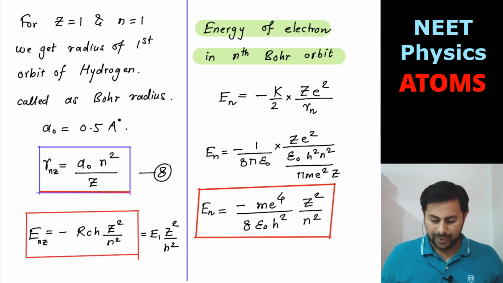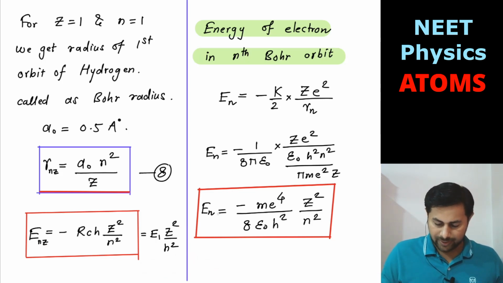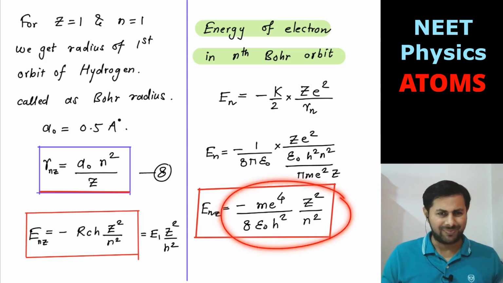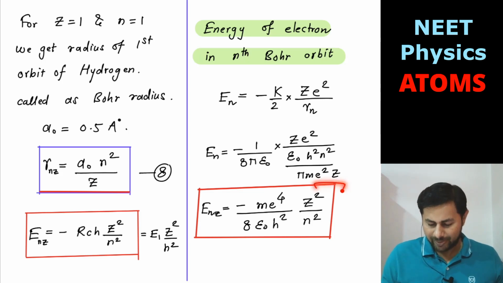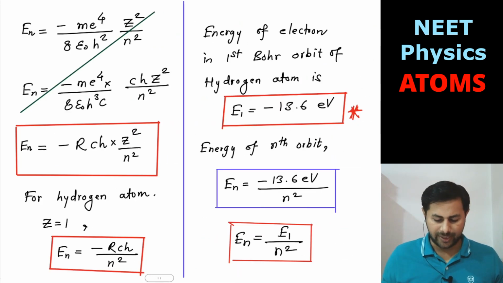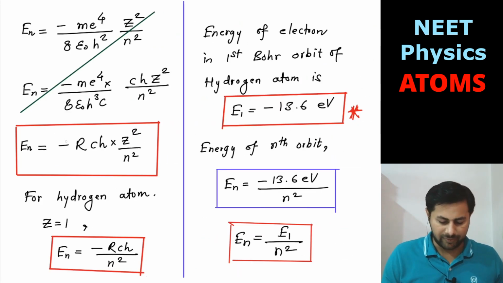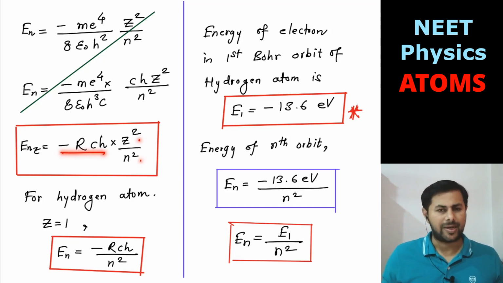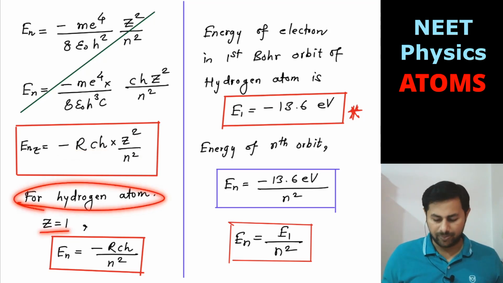Okay, and the exact formula for this E_n,Z is minus me to the power 4 divided by 8 epsilon naught h square times Z square by N square. So this is a complicated formula. Remember this one also, but this formula is extremely important. As we said, E_n,Z is equal to minus RCH Z square by N square. Okay, and if you want it for the hydrogen atom, then put Z equals 1.